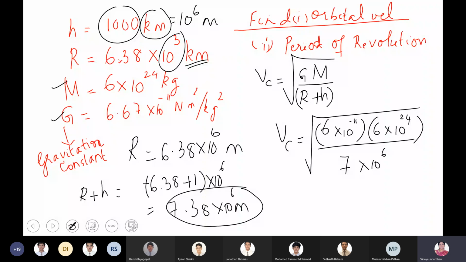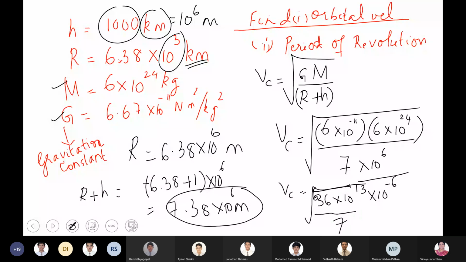Now how will I find this? Ma'am, the numerator will be 6 into 10 to the power of 13. Okay. Let me go with this one. That is 6 into 10 to the power of 13, plus 13, 10 to the power of minus 6, divided by 7. Correct? I'm getting this.